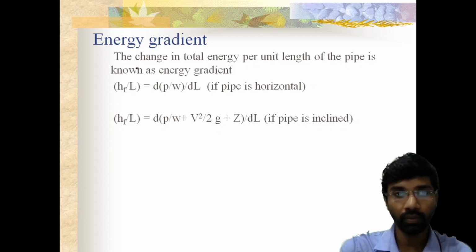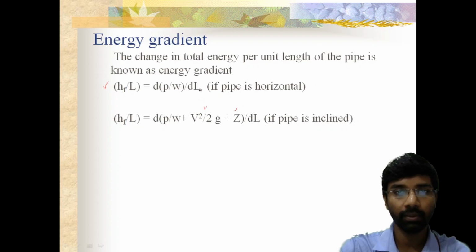Now here you will consider HF as the total energy loss that took place between two particular points, that is HF by L. Again, if the pipe is horizontal, it is simply d(P by W) by dl. If the pipe is inclined, again you have to consider Z and V square by 2G.